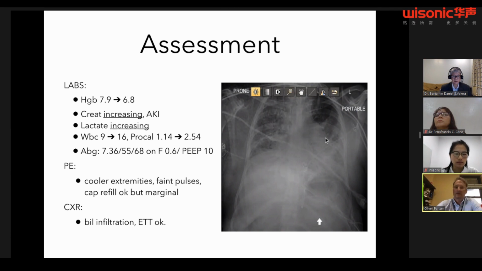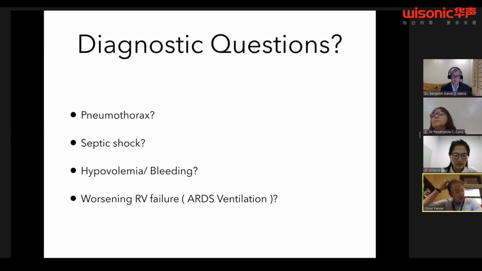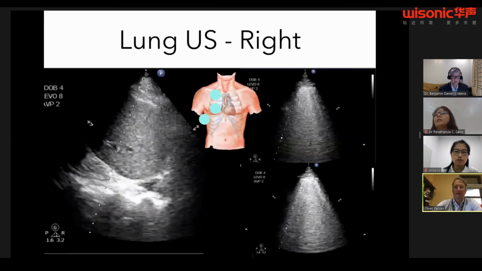Cooler extremities on exam. You see here that the infiltrates are less pronounced than on the prior patient, but still has quite a bit of ventilator requirements. ET tube was okay. Our key questions were: is there a pneumothorax, because of the sudden increase in airway pressures; septic shock; hypovolemia or bleeding, as these patients are severely coagulopathic and can go both ways; or worsening RV failure as part of the shock and hypoxemia.